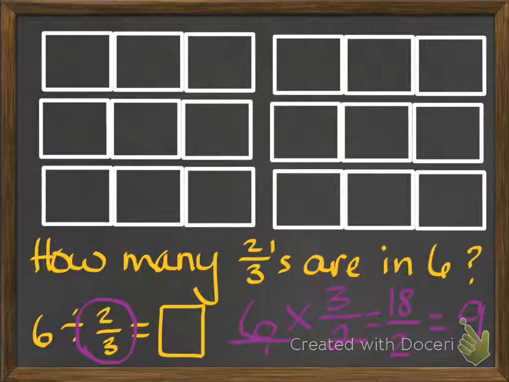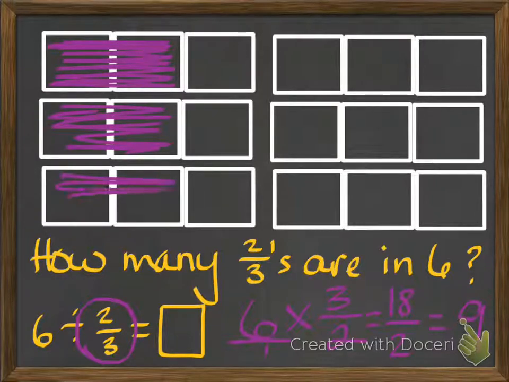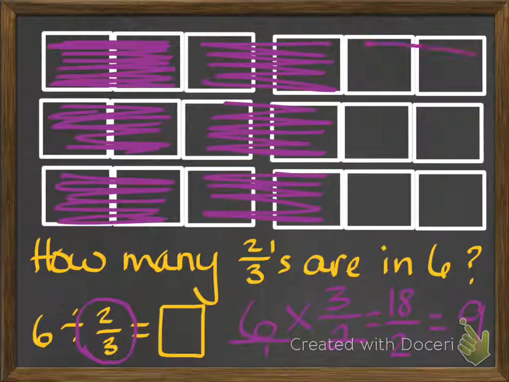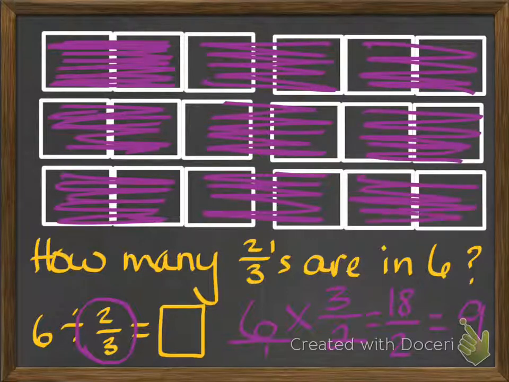So there should be 9 2/3 in 6. Let's see here. Here's 2/3. 1, 2, 3, 4, 5, 6, 7, 8, 9. So I was right. 6 divided by 2/3 equals 9. Now, drawing a picture will really help, especially if this is a little confusing.